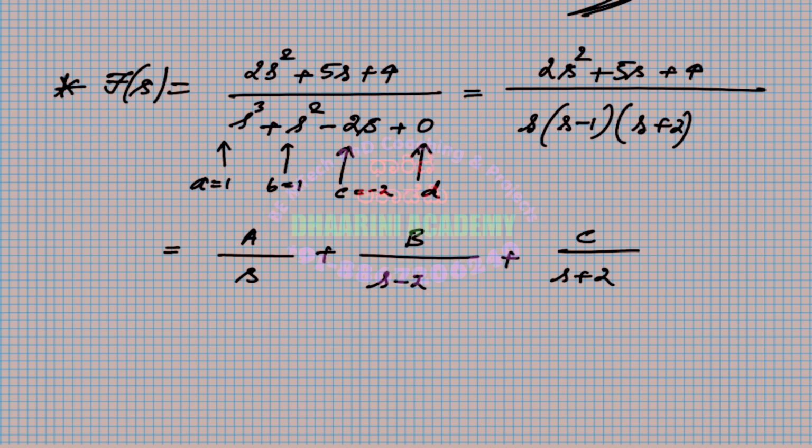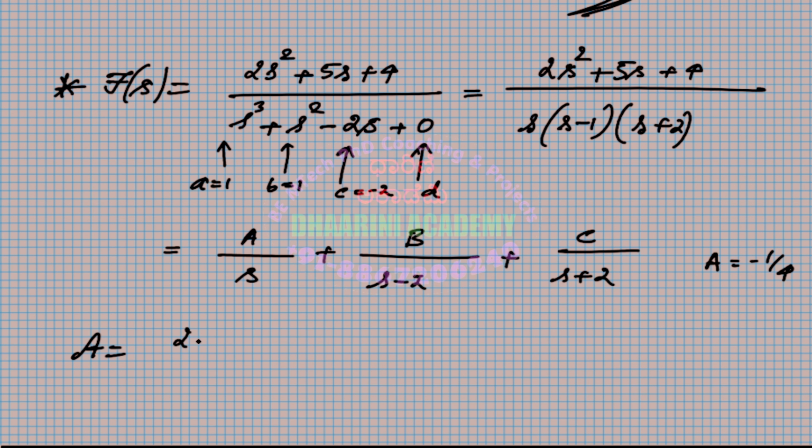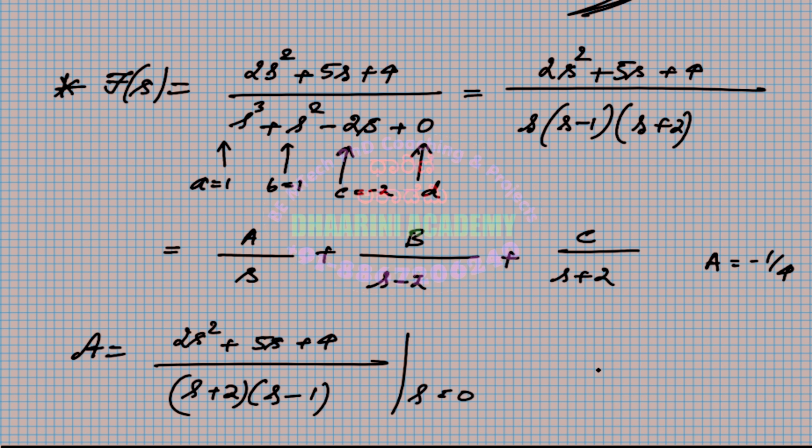So I don't have an answer, let's verify. But I have a doubt in that value. You say that a is equal to minus 1 by 4, right? Let's verify. In order to calculate a, I write the numerator as it is: 2s squared plus 5s plus 4. And in the denominator only, I'll remove that term. So one is s plus 2 and the other one is s minus 1. Put s equal to 0.